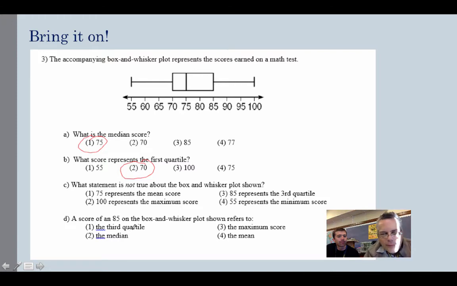Wow, they all look so good. Let me look real carefully. 100 represents the maximum. No, 85 represents the third quartile. That's true. 55 represents the minimum score. Oh, it is A. There's something unusual in A.